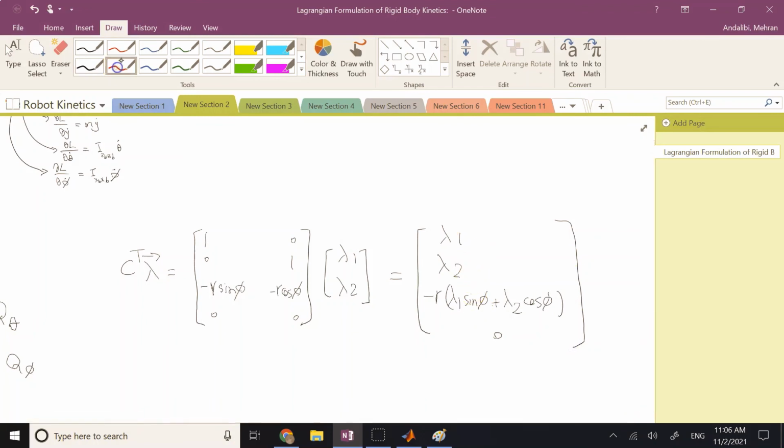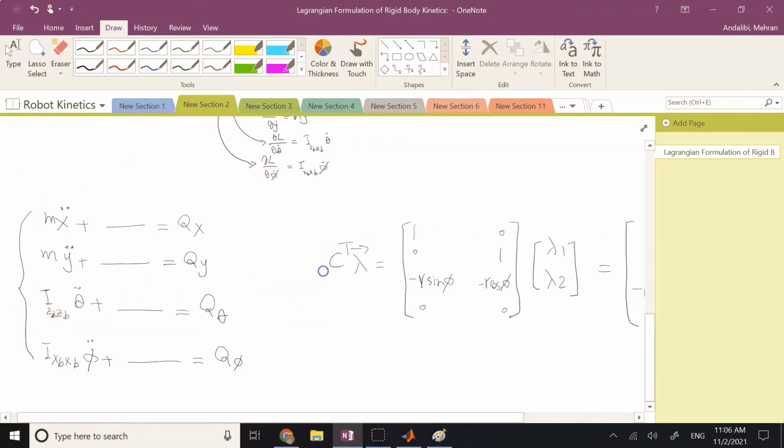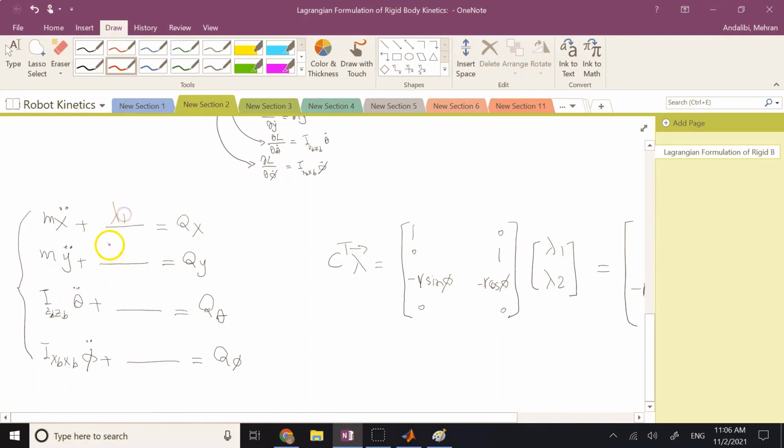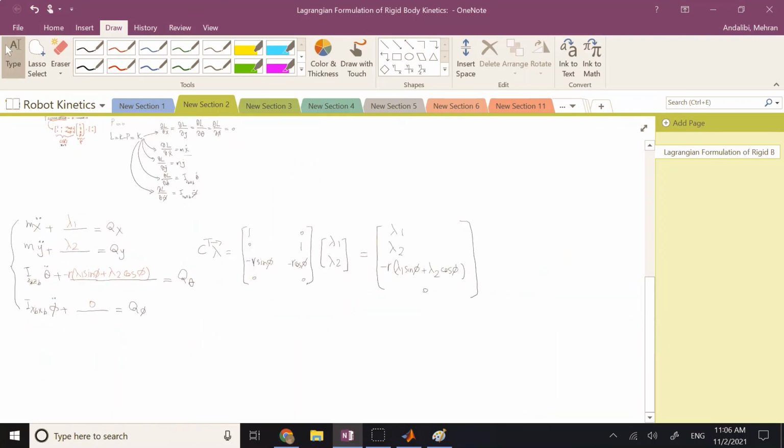And each one of these terms is one of the ones that is sitting in one of those equations. So it's going to be lambda 1, lambda 2, negative r times lambda 1 sine phi plus lambda 2 cosine phi, and finally 0. Right? So each and every one of those terms is sitting in one of these places. And now the question is, what are the q's?